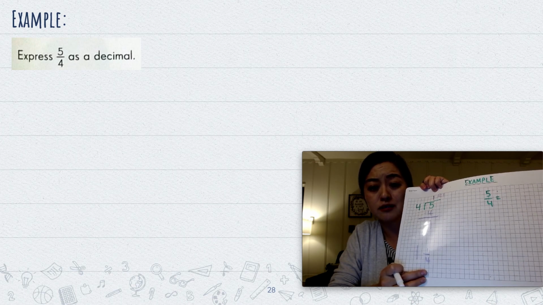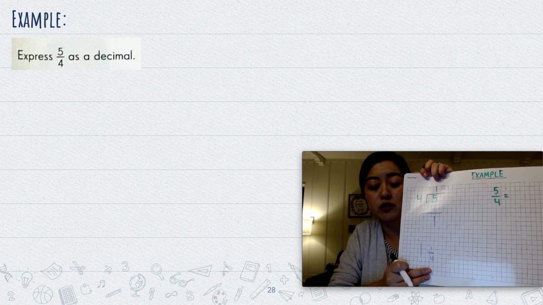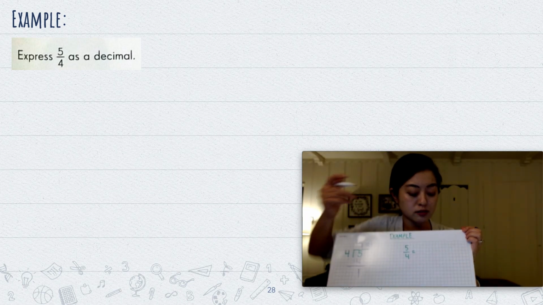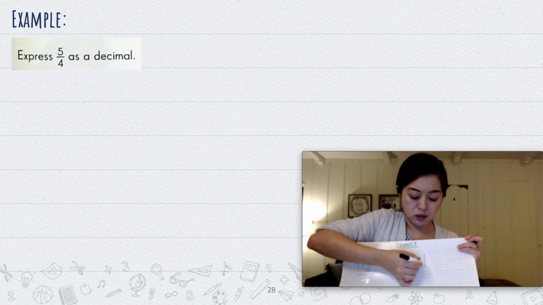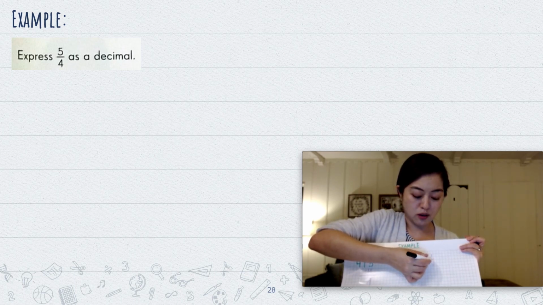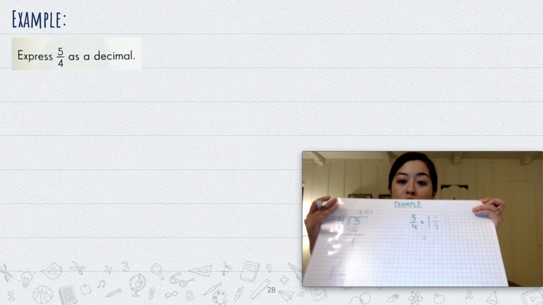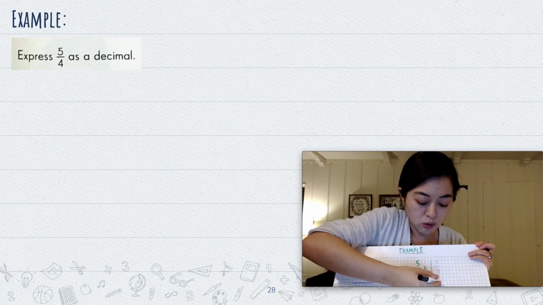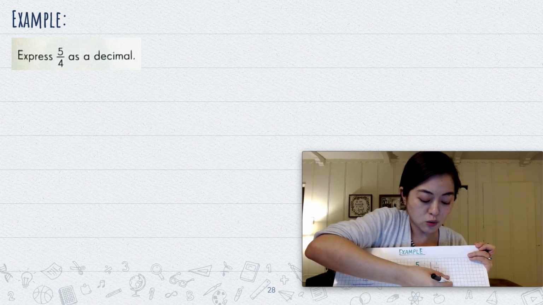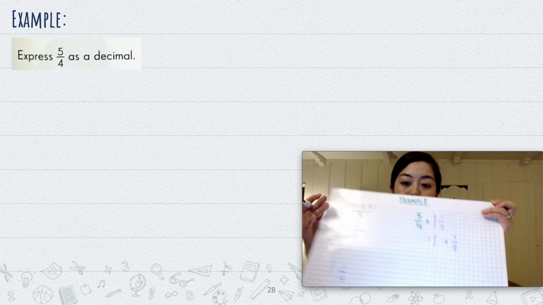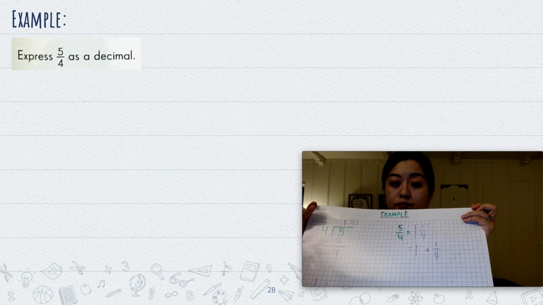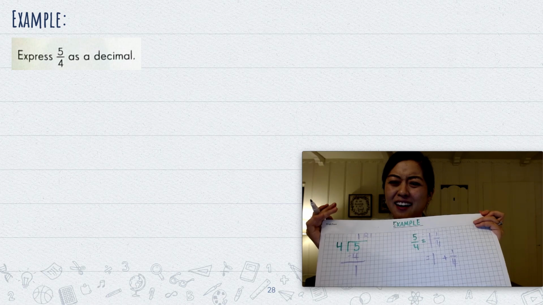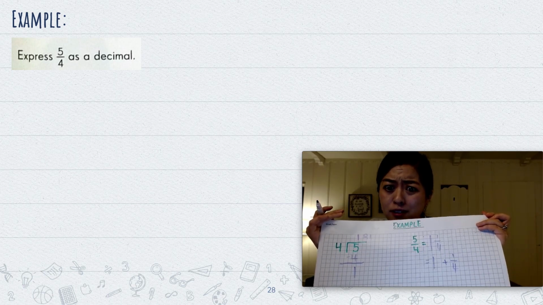5/4 is the same thing as saying the mixed number 1 and 1/4. So I'm going to change my improper fraction into my mixed number, which is equal to 1 and 1/4. Now this is equal to 1 whole plus my fraction 1/4. And hey, we've been learning what 1/4 is as a decimal.